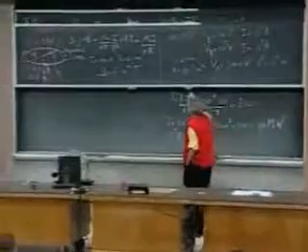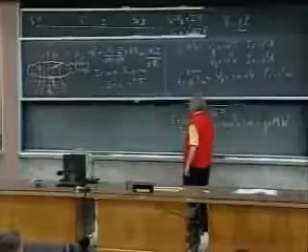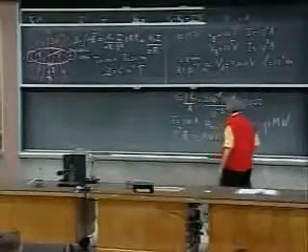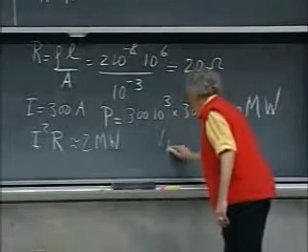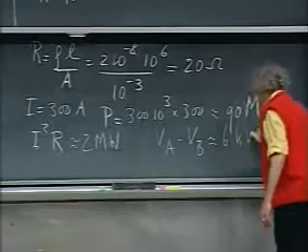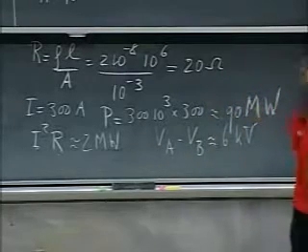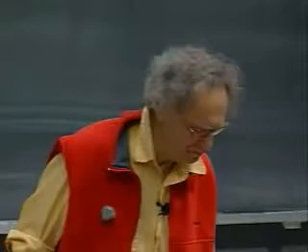You can also calculate now what the difference in potential is between the power station and Boston. V_A minus V_B is IR. You know that I is 300 amperes, and you know that R is 20 ohms. So V_A minus V_B is about 6 kilovolts. In other words, if the power station puts it on the line at 300 kilovolts, then you would get it here with only 6 kilovolts less. So it's not a very unreasonable situation.